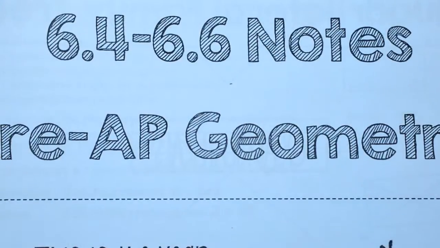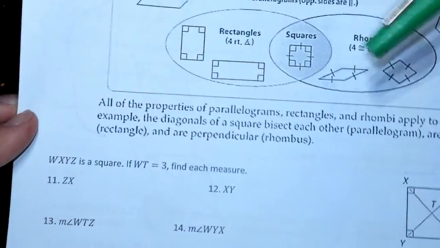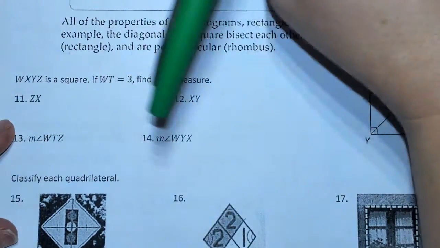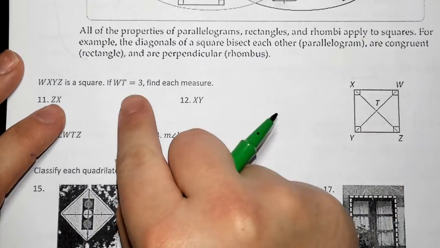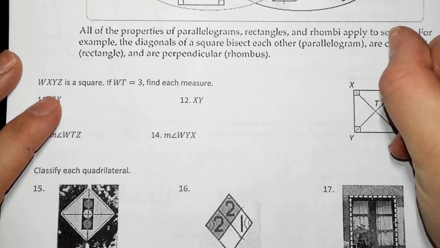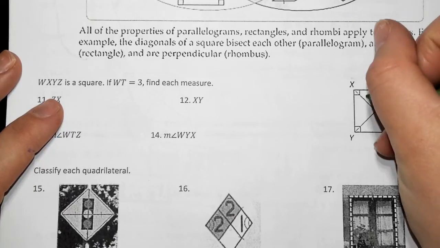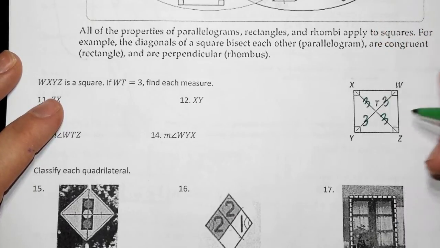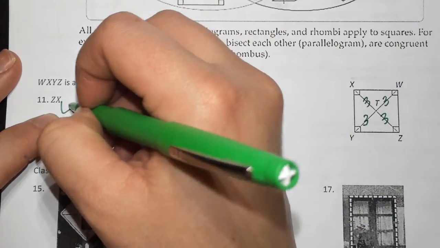Okay? Let's open your notes to the squares page, which is page 6. There's only 4 questions because it's the same thing every time. Okay, here's your square. They only give us one measure. It's WT. So WT is 3. Well, if WT is 3, what are all the rest of these little diagonals? 3. And what are the whole diagonals? 6. So ZX is this whole line right here. So 3 plus 3 is 6.